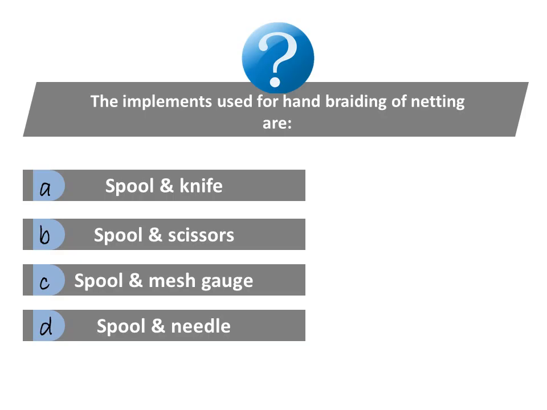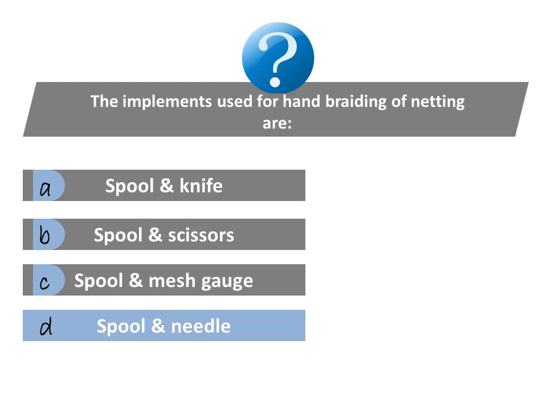Okay, next. The implements used for hand braiding of netting are A. Spool and knife. B. Spool and scissors. C. Spool and mesh gauge. D. Spool and needle. So, ano ba yung ginagamit pag gumagawa yung ating mga mangingisda ng net, panghuli ng isda? Ang tamang sagot ay letter D.